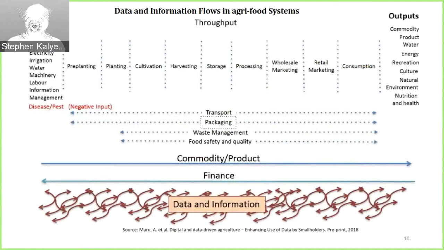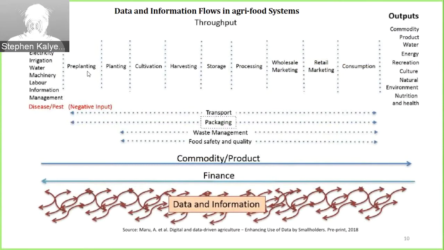Let's look at the data flows and the information. This is an interesting block diagram that Ajit Maru put forth. Now, when you look at this flow diagram, okay, it runs from pre-planting up to consumption. If we're having a commodity, it runs through all these stages up to consumption. So at every stage, a commodity or a crop is subjected to a value add, and that value add comes with the appropriate data or information required. When you look at the inputs: the seeds, fertilizers, pesticides, electricity, water management practices, machinery, labor, information management. Now, disease and pest is a negative input. We can have various negative inputs here, okay? So when we come to pre-planting, all this happens before one does it. There's information that is required.